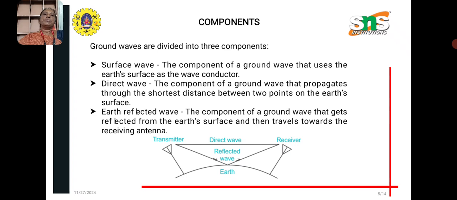One is the surface wave, the component of a ground wave that uses the Earth's surface as the wave conductor. Next is the direct wave, the component of a ground wave that propagates through the shortest distance between the two points on the Earth's surface. The third one is the Earth reflected wave. Here, it is the component of a ground wave that gets reflected from the Earth's surface and then travels towards the receiving antenna.